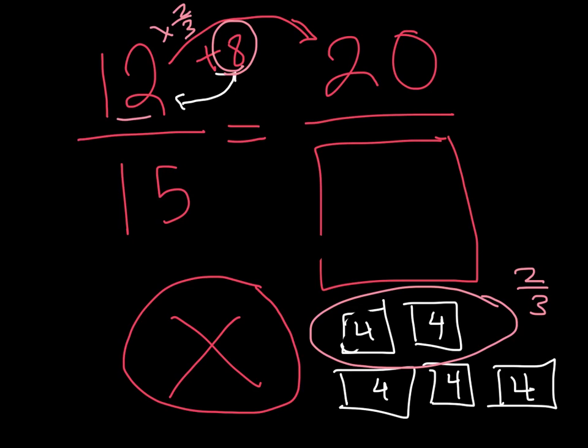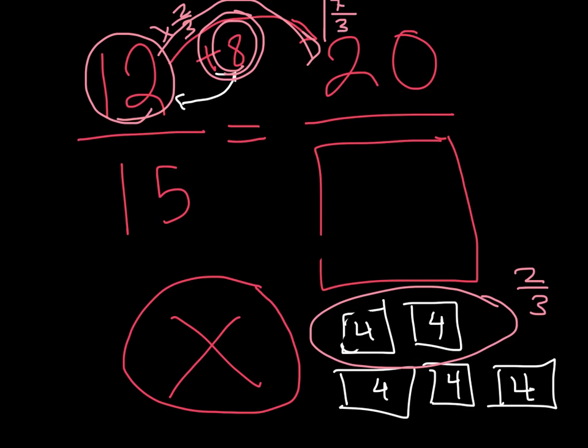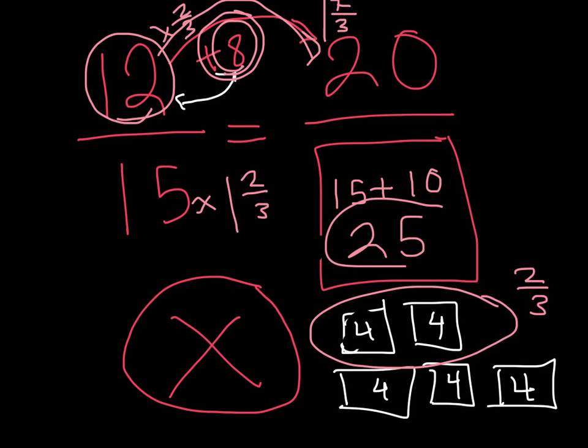But we have 1 whole 12 plus our 8, or 2/3. So we're not just multiplying it by 2/3, we have to multiply this by 1 and 2/3. And if we multiply 15 by 1 and 2/3, that would be 15, and then 2/3 of 15 is 10, plus 10 would be 20 over 25. And our missing link is 25.